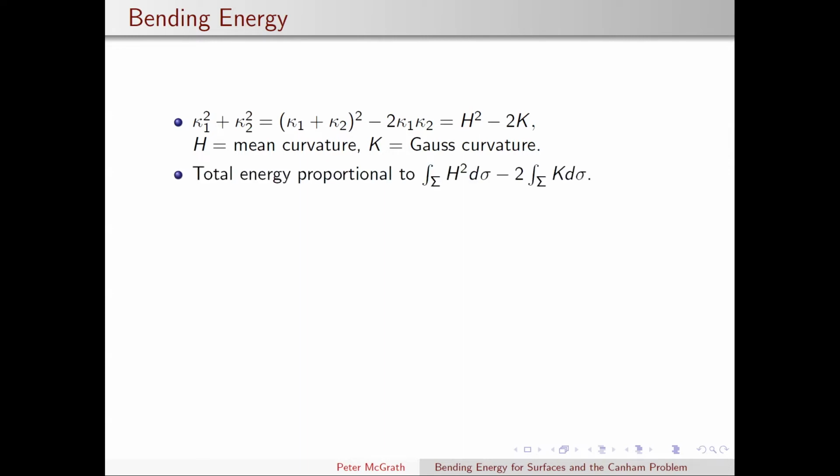If now I'd like to pass from the bending energy density to the total bending energy, I integrate over the whole surface, and I get this quantity here. The latter term, this integral of the Gauss curvature, turns out to be a topological invariant. This is what the Gauss-Bonnet theorem tells you. For example, if my surface topologically is a sphere, the Gauss-Bonnet theorem says that this latter integral is always 2 pi, no matter how the surface is curved.